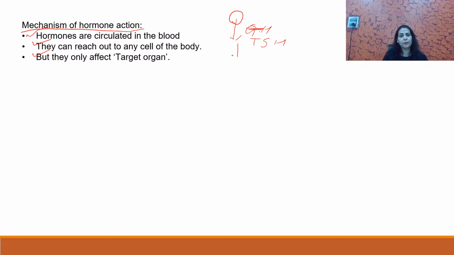So yes, thyroid stimulating hormone, whom will it stimulate? Only the thyroid? It cannot stimulate adrenal. Why? It cannot stimulate ovary or testes. Why will TSH only act on the target organ?